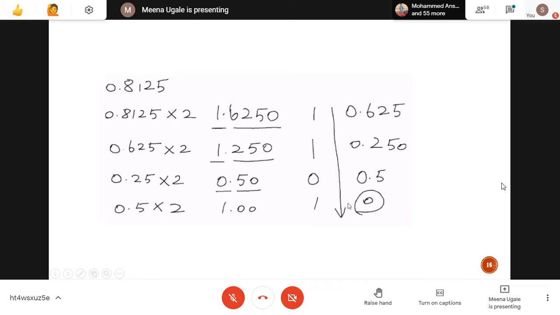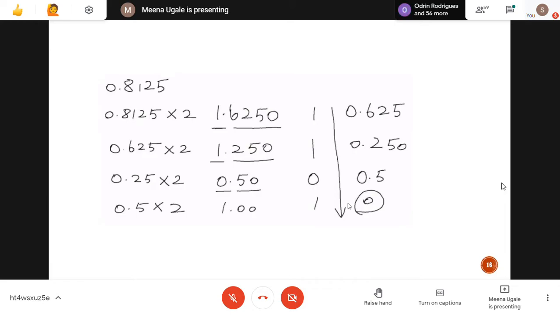That is your equivalent for decimal point number conversion in binary. Note down this one example. Ma'am, can you please repeat this example?